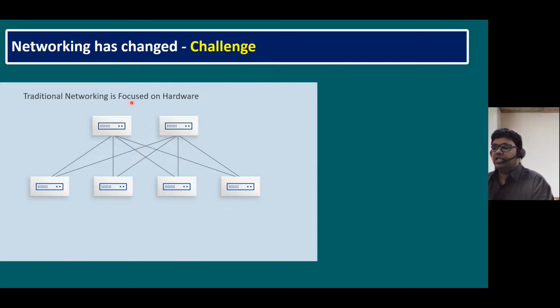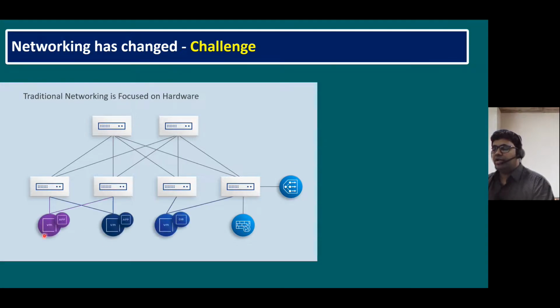Now another network challenge, networking has changed. Traditional networking is focused on hardware. Let's say in this diagram we have four switches, switch 1, switch 2, switch 3, switch 4. All the switches are connected to the two core switches. The first core switch has a connection to all four switches, and the second core switch has a connection to all four switches. But when we want to communicate to a virtual machine, our virtual machines require an additional physical load balancer and firewall. Let's say in this diagram, we have three virtual machines, one VM running an application, another VM also an application, another VM running a database application.